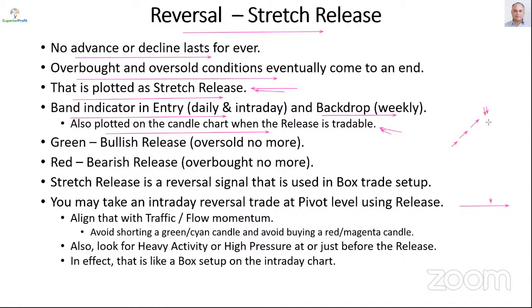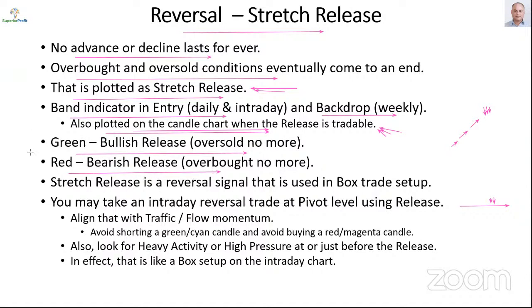So if the candle color is green, we may still find the stretch release in the band, but it will not come on the candle color. So that's very useful for traders. It's plotted on the candle chart only when the release is tradable. So the release on the candle chart takes into account the traffic light color as well. Makes our life as easy as possible. Green is bullish release, oversold no more. Red bearish release, overbought no more.